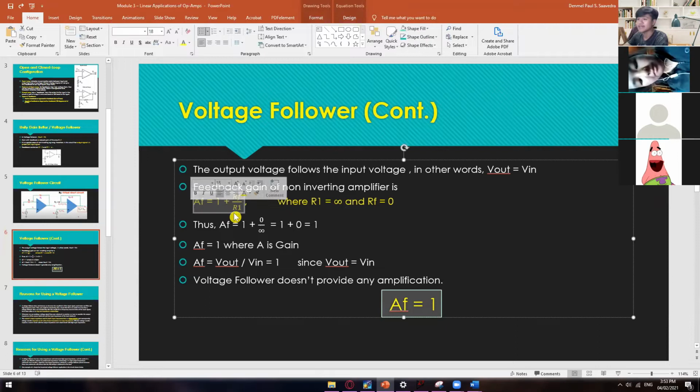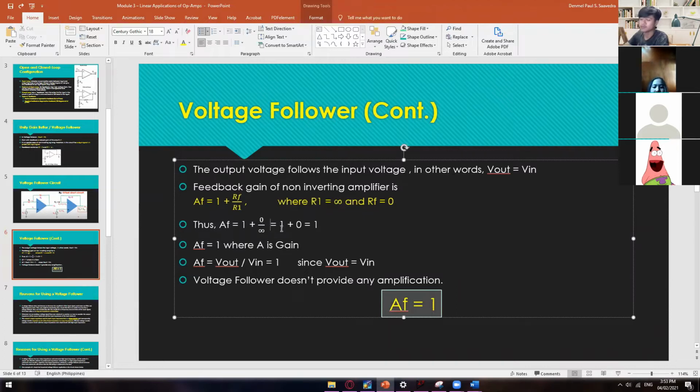So here's the formula. Okay, so this one is just a simple formula for getting the gain for an amplifier. So 1 plus RF divided by R1, wherein R1 is infinite and then RF is 0. So if you're going to do the math, you will get this one. So 1 plus 0 divided by infinite is equal to 1 plus 0. Okay, so this one is actually just 0. So nothing's happened, thus having now only 1. Okay, so your gain is just 1.